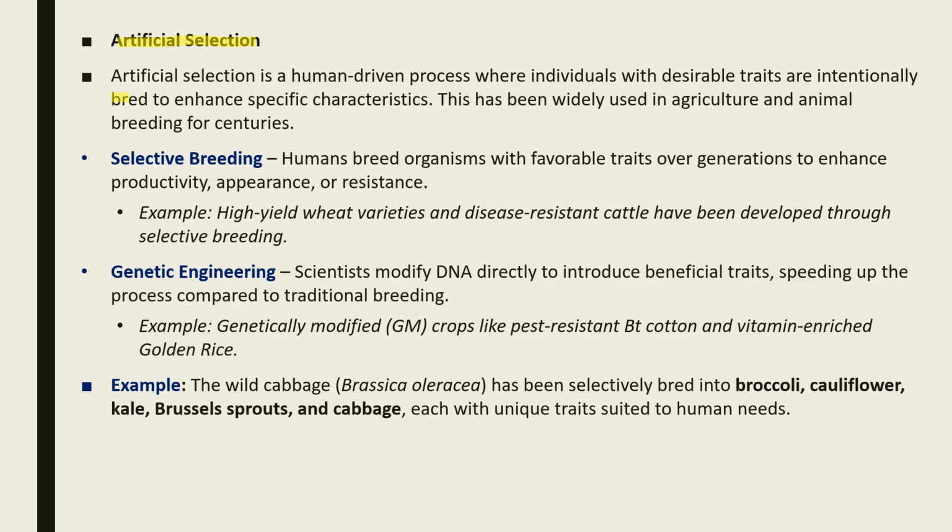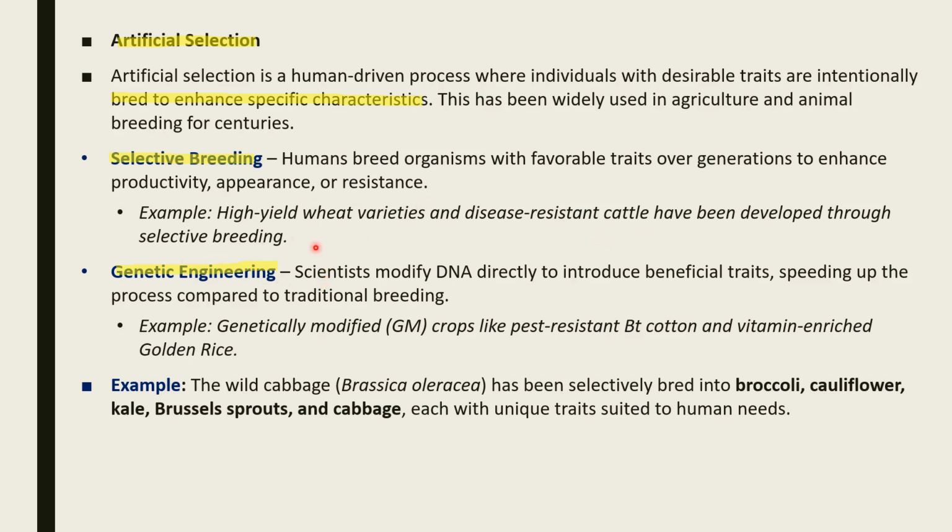Remember, they are intentionally bred to enhance specific characteristics. This has been widely used in agriculture and animal breeding for centuries. Now there are two types: selective breeding and genetic engineering. In selective breeding, humans breed organisms with favorable traits over generations to enhance productivity, appearance, or resistance. For example, high-yield wheat varieties and disease-resistant cattle have been developed through selective breeding.